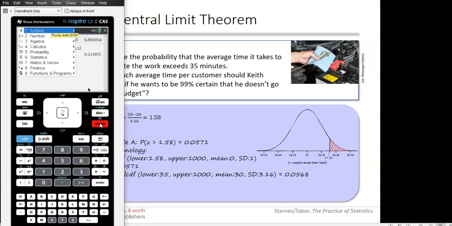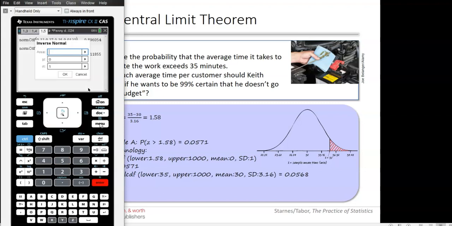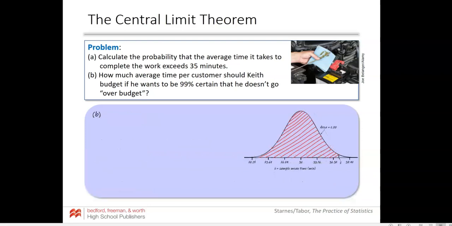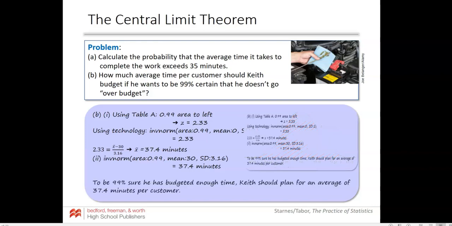Okay, so let's remember how to do that. If you haven't done it in a while, menu 653. Area is 0.99. The mean was given to us as 30, and the standard deviation was 3.16, I believe, from memory there. Okay, so we get 37.35, or 37.4 minutes. To be 99% sure he's budgeted enough time, he should plan for an average of 37.4.